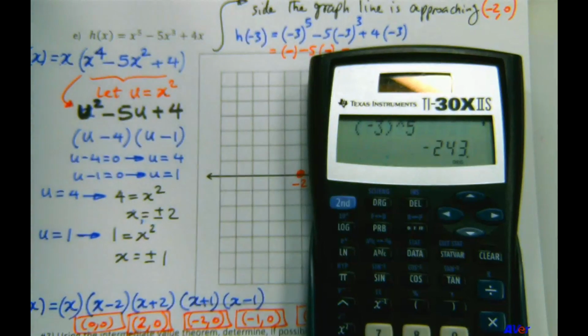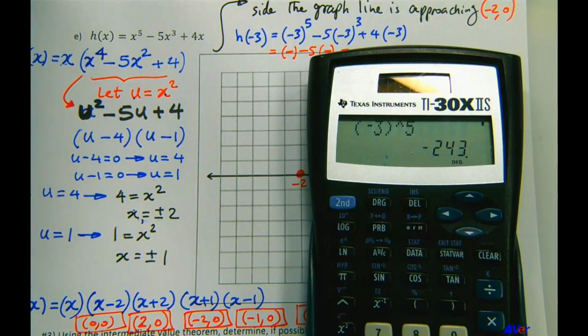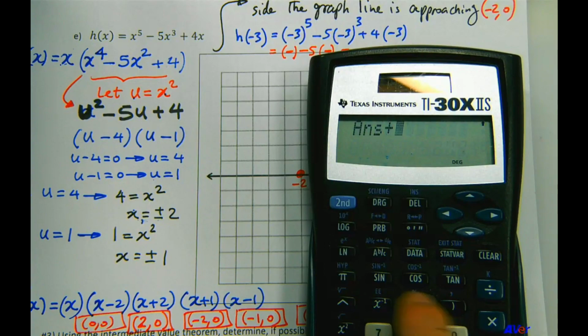cubed. Oops, the screen went out of focus. Okay, that should be good. So negative 3 cubed is negative 27. Negative 27 times negative 5, so plus negative 27 times negative 5. What do we get? We get negative 108 minus 12.